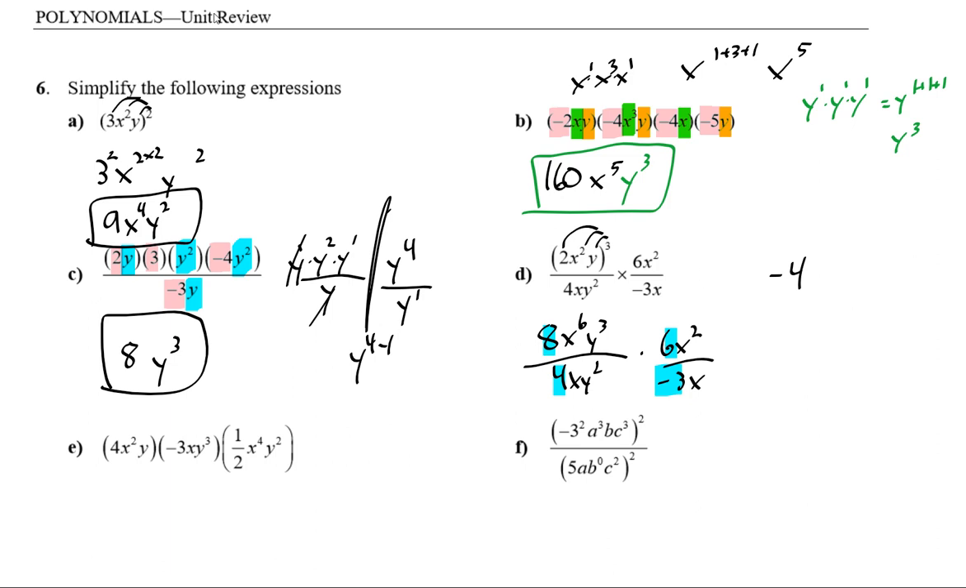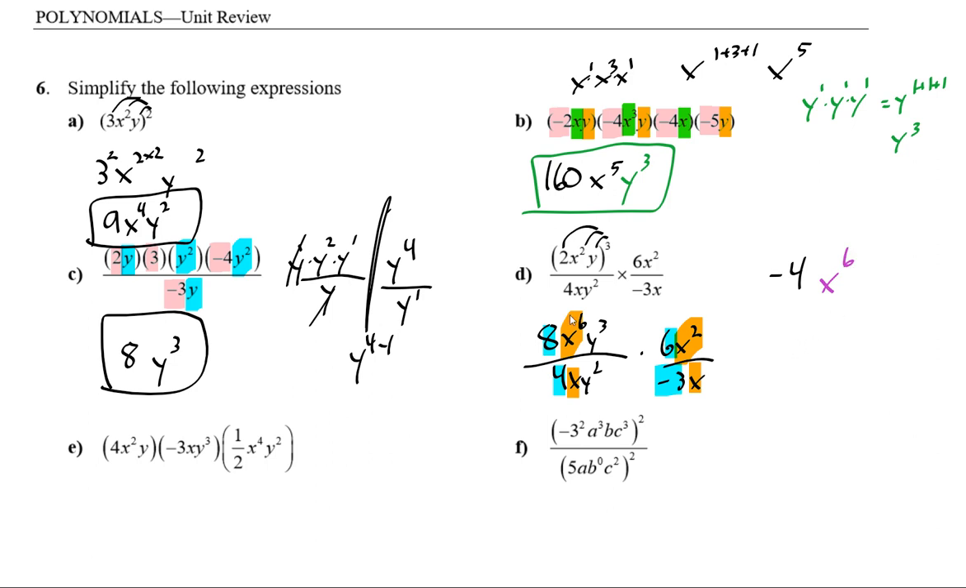Same thing. For the x's, I've got x to the 6 and x squared on the top, x and x on the bottom. So on the top I have 6, 7, 8 x's. On the bottom I have 1, 2. So this is x to the 8 minus 2, which is going to be 6.